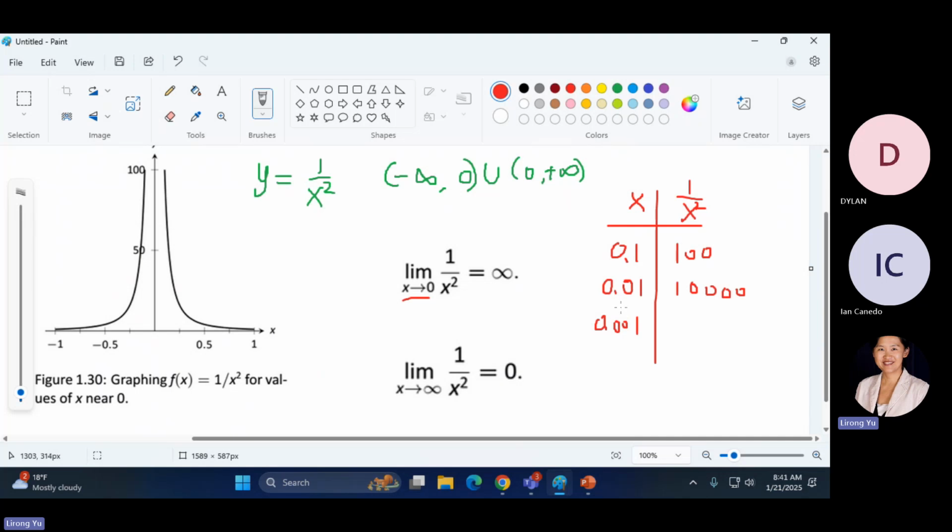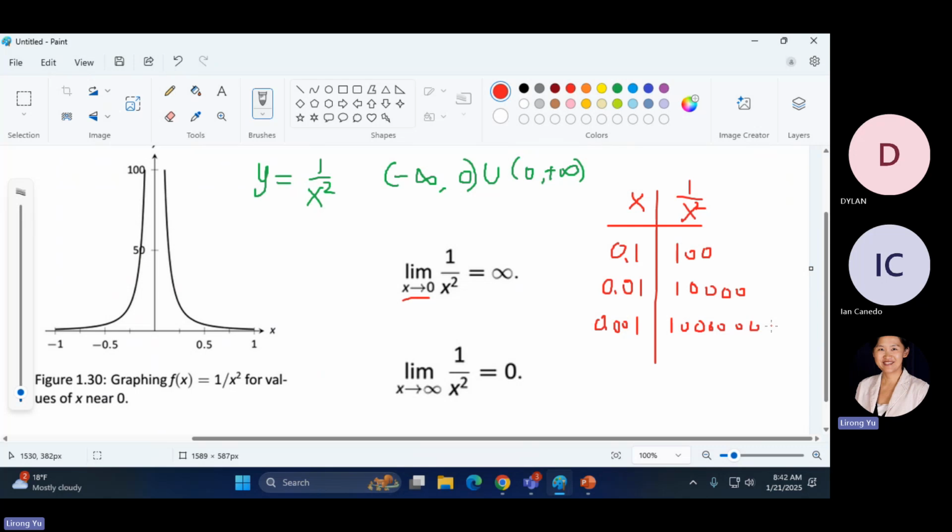Right, and then if x equals 0.001, this is going to be 1,000,000. So you can see as we make x smaller and smaller, 1 over x is getting bigger and bigger, and that's the reason we say the limit of 1 over x squared actually equals infinity. So 1 over x squared is not equal to 1,000 or 100 or 1,000,000. It equals infinity because it never stops at any value as we make x closer and closer.